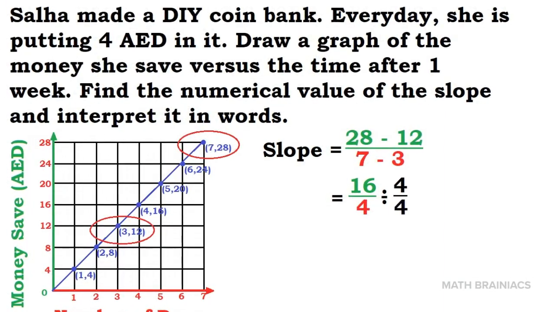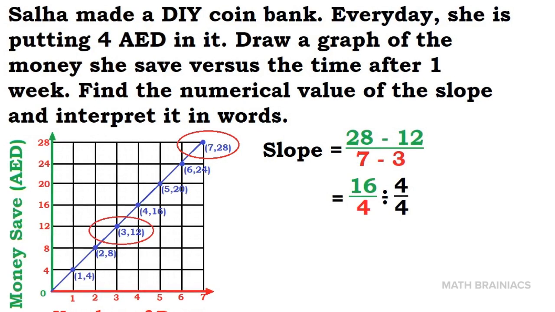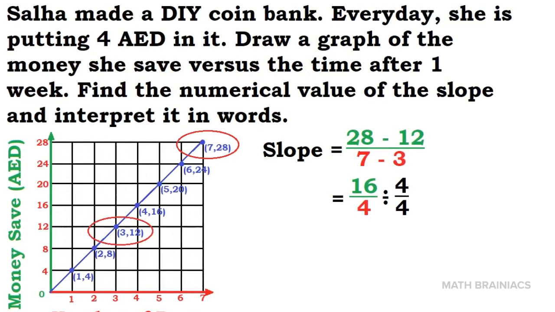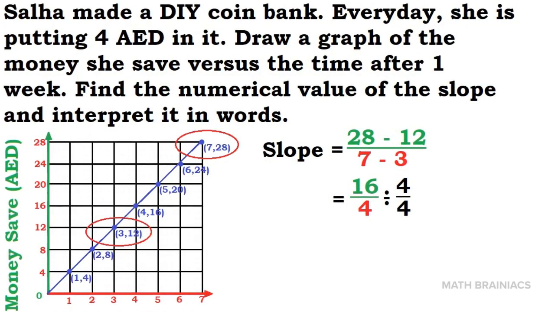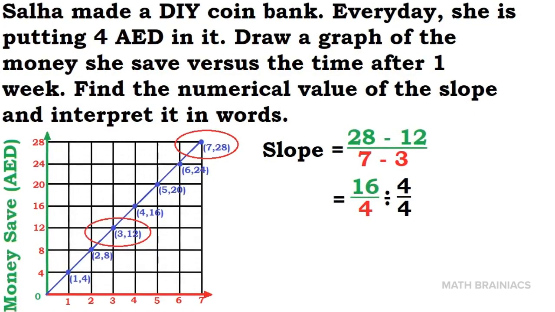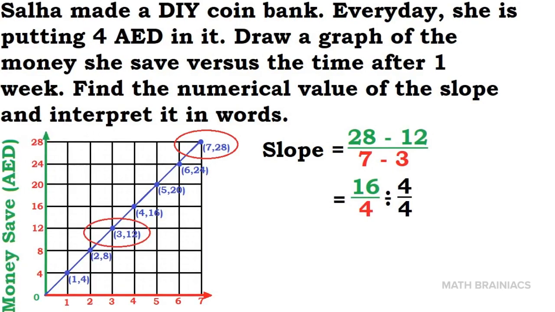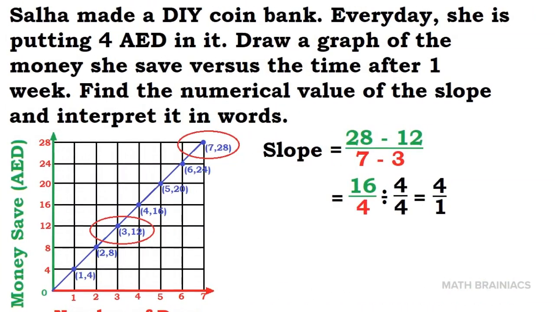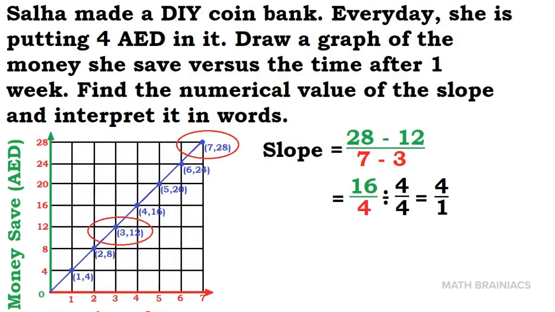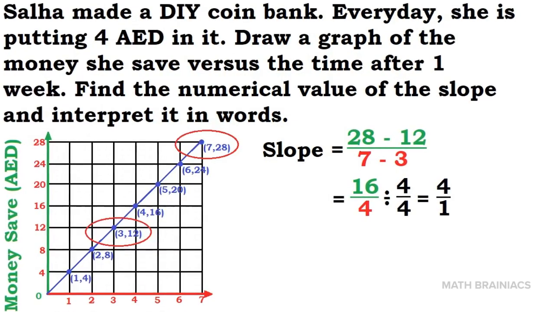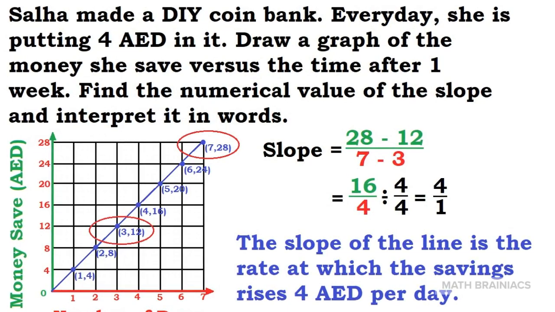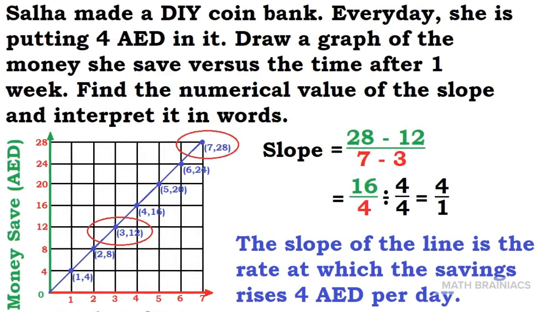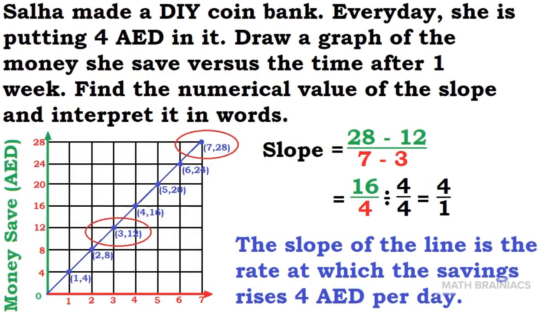Afterwards, we need to look for the common factor of the numerator and denominator. The common factor of 16 and 4 is 4. Therefore, we are going to divide both the numerator and denominator by the common factor. 16 divided by 4 is 4, and 4 divided by 4 is 1. Accordingly, the slope of the line is the rate at which the savings rise: 4 dirhams per day.